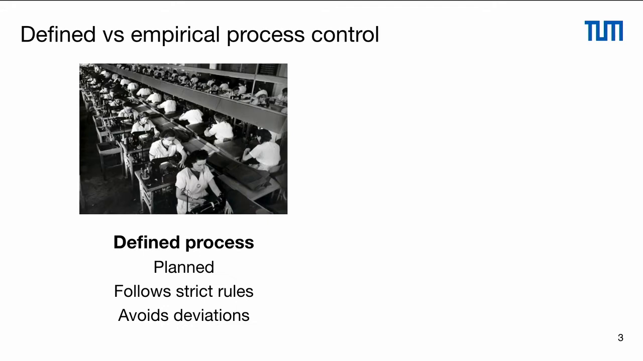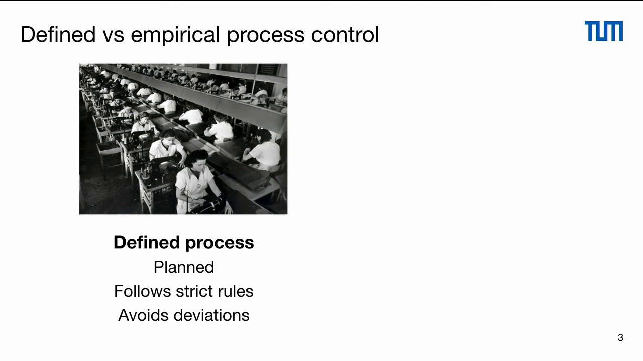In the last video we already talked about defined processes such as the waterfall model, the V model or the spiral model. Defined processes are planned, like in production lines where people wait for a certain work activity, then they finish it, and then the next one can proceed. So developers follow strict rules and avoid deviations, which are seen as problems that need to be resolved so that the production line works again.